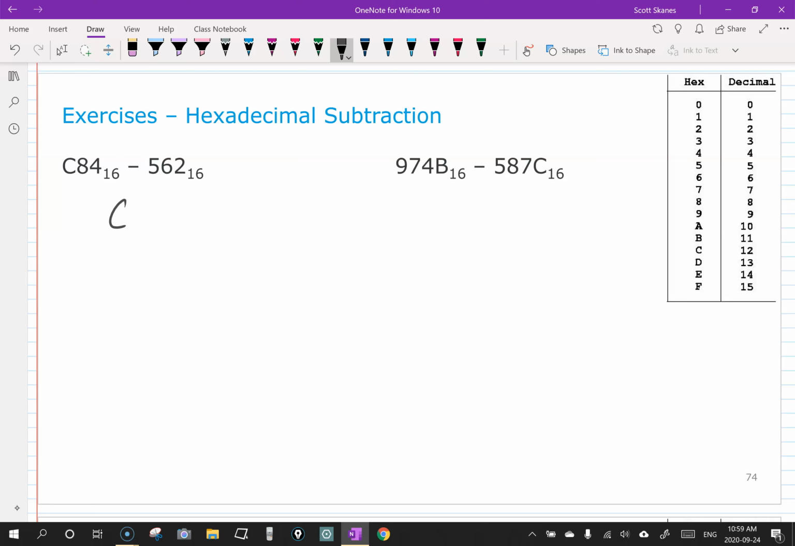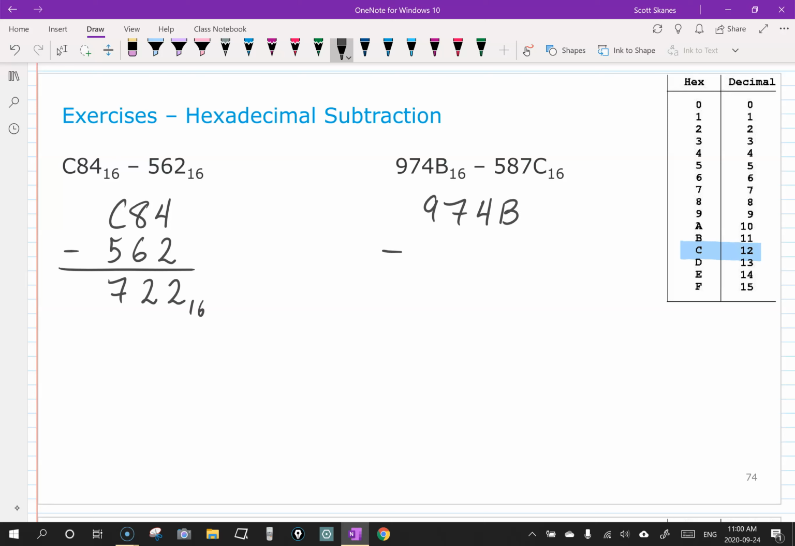So the first one, C84 minus 562. These are both hexadecimal numbers. Let's see what this comes out to. Well, I have a similar situation as before with octal. All these top numbers are bigger than all these bottom numbers when you look at each column. So we're not going to need to borrow at all. 4 minus 2 is 2. 8 minus 6 is 2. C minus 5, well, let's just compare here. C is 12. So it's the same as 12 minus 5, which is 7. So that answer pops out really quickly. The next question is going to be a little more involved.